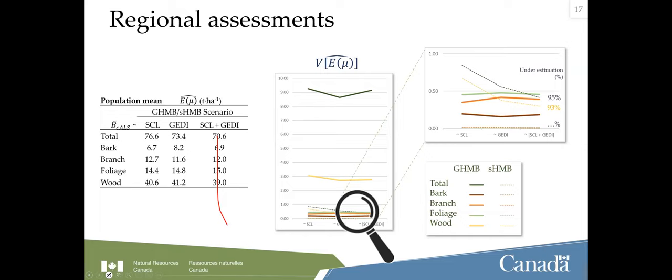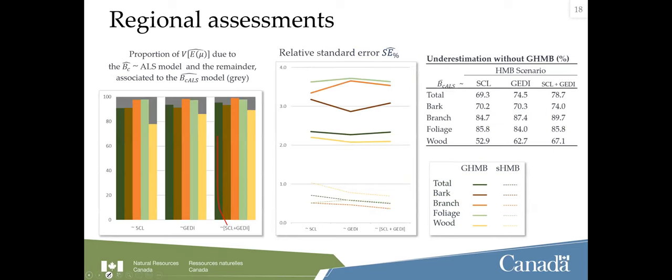So we can see that we have underestimations of almost 95% when we use the simplified HMB approach and don't account for the uncertainty of the ALS models in our final prediction. Here on the left, we can see the proportion of the uncertainty and the variance associated to the airborne LiDAR models, in color here, and the remaining from the second model in gray. For some instances here, almost up to 99% of the final variance is attributed to the uncertainty associated to the airborne LiDAR models.